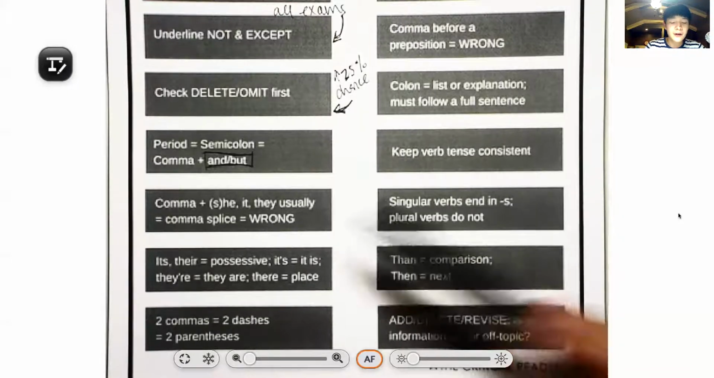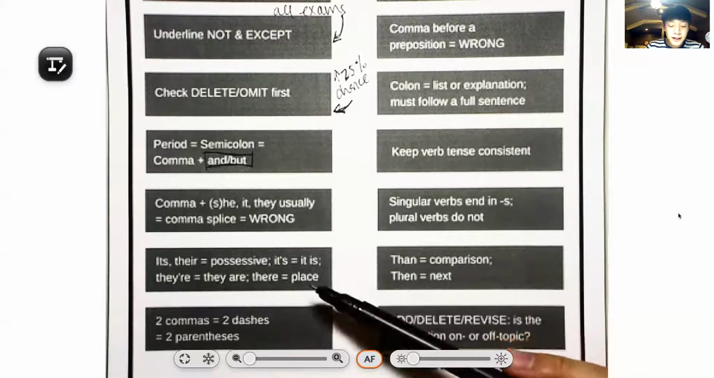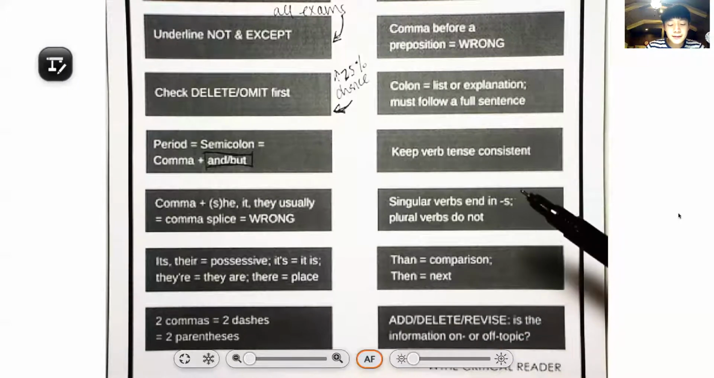So always be on the lookout for that. It's there as possessive, right? And then it's, comma, s equals it is. There, they're equals they are, and there equals place, right?